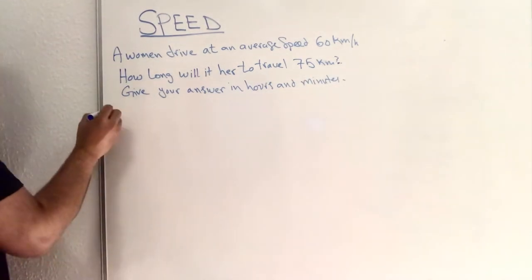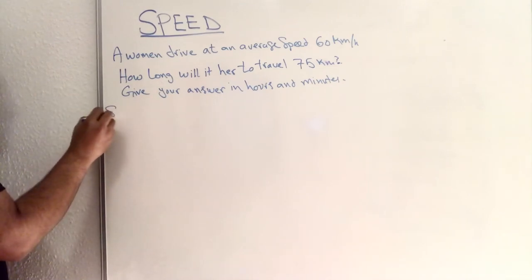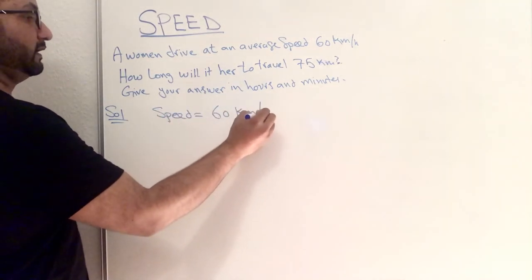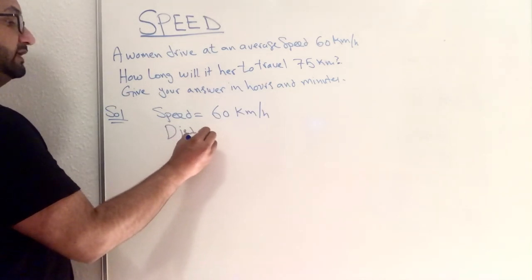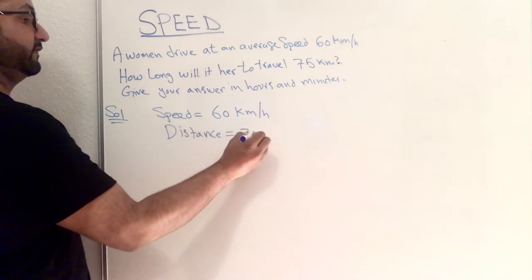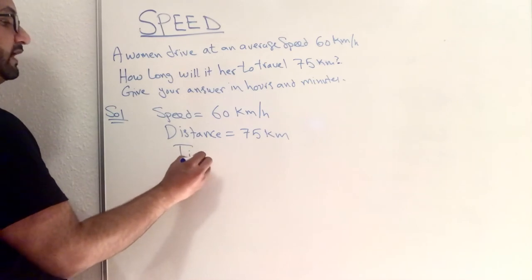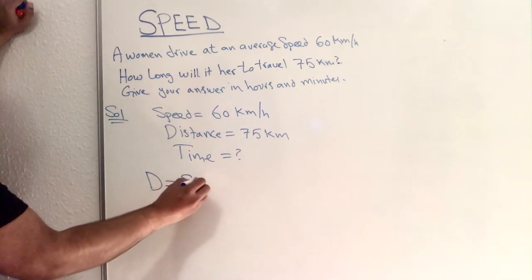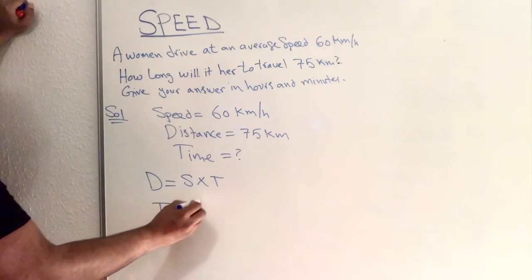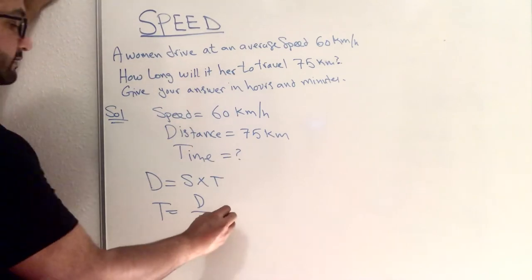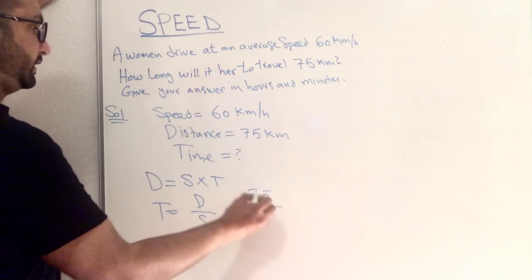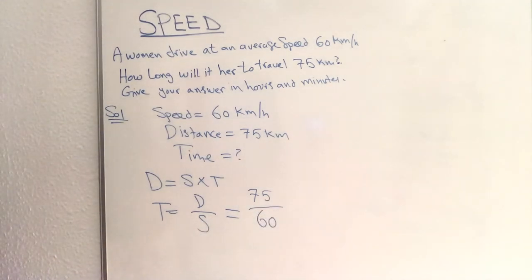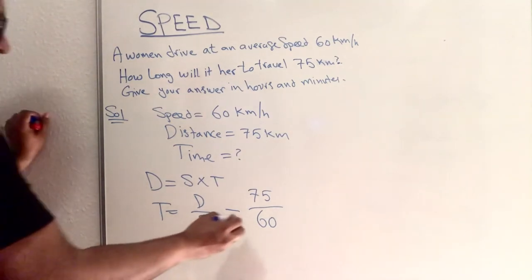So here, of the three things, we have two given. Speed is given, which is 60 km/h, and the total distance is also given, 75 km. So we need to find our time. As you know, the formula says distance is equal to speed times time. If you need to find a time, then it is distance divided by speed. So distance is 75, divided by the speed, and we will get our value in hours.